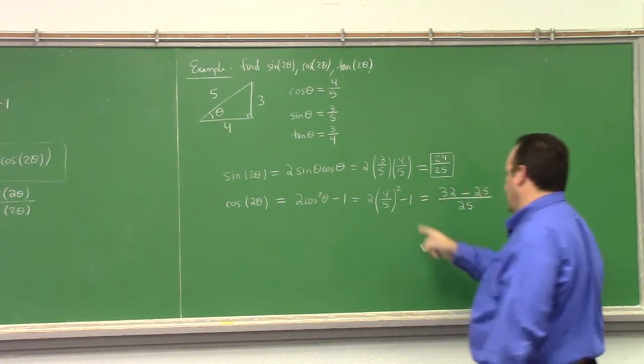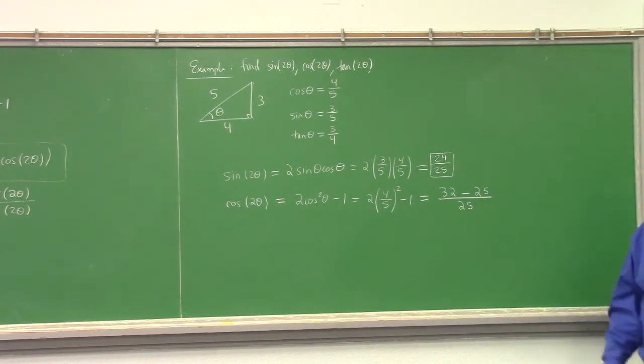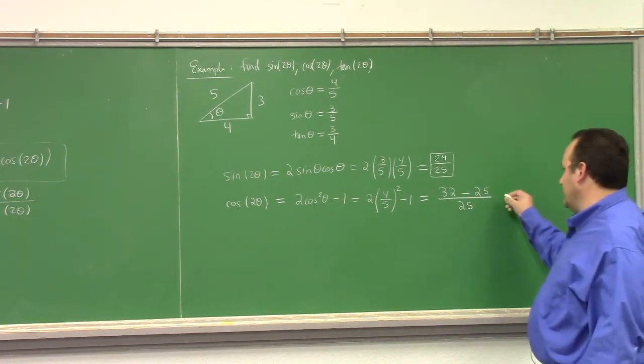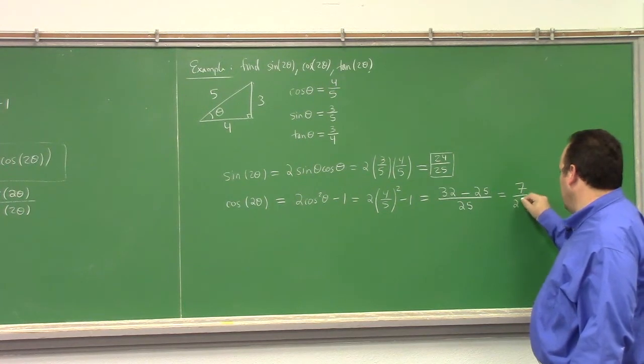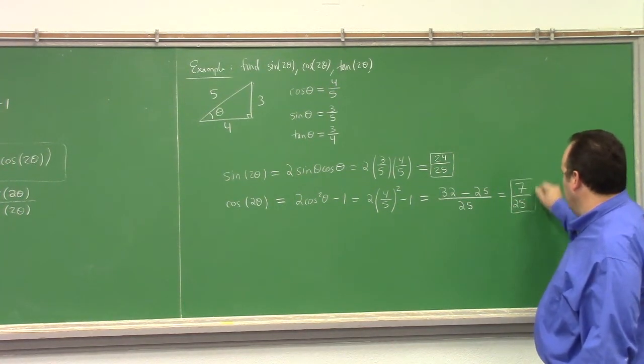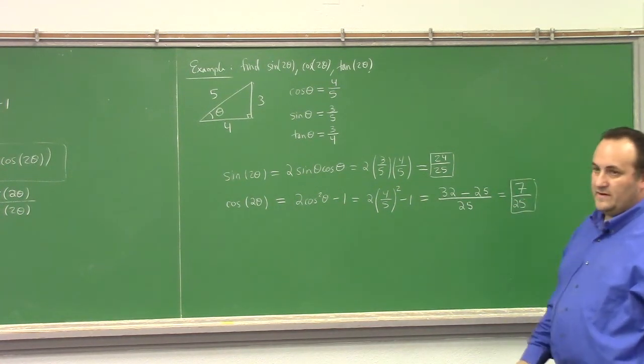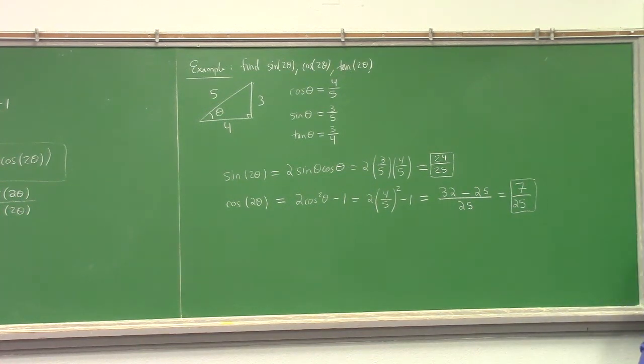So I converted the minus 1 into 25 over 25 because I wanted to make a common denominator because, well, fractions. And so 32 minus 25 is 7 over 25. There you go. That is cosine 2 theta, right?